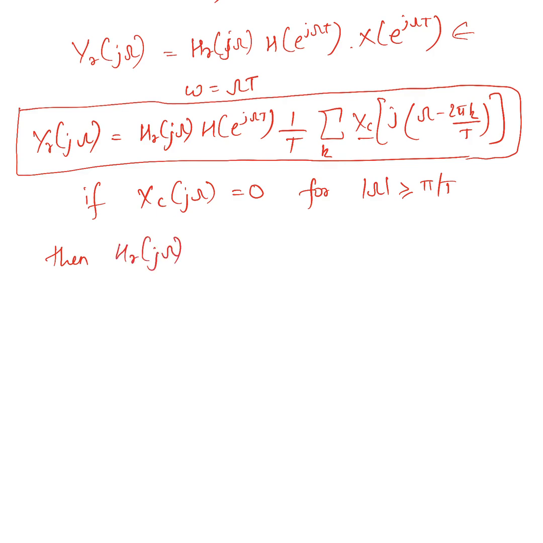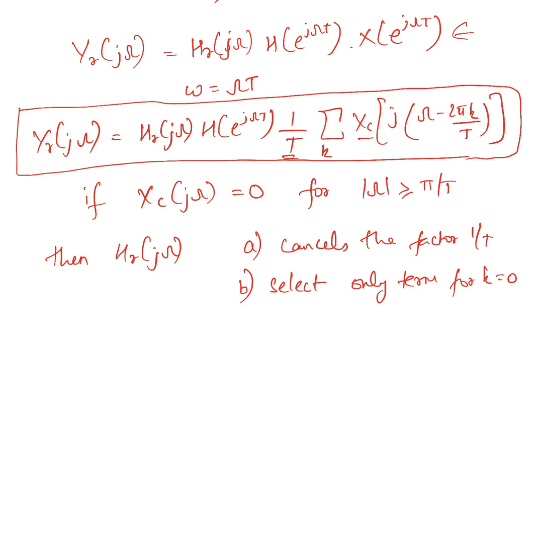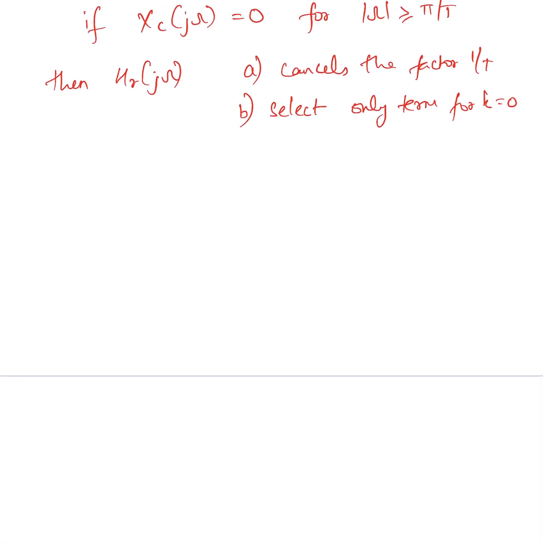you have H r of j omega, which cancels the factor 1 by T, this factor. Okay, because H r of j omega is non-zero for minus pi by T to pi by T with a gain of capital T. Second, in that case we can select only the term in the above expression for k equal to 0, right? Because otherwise it is non-zero for one case, 0 for other cases.